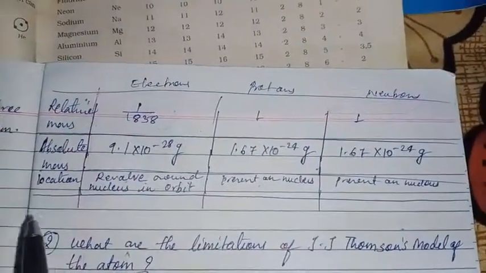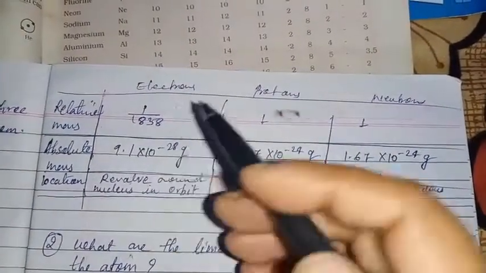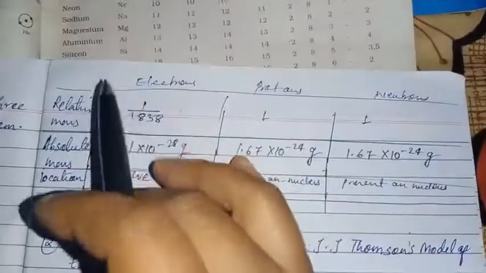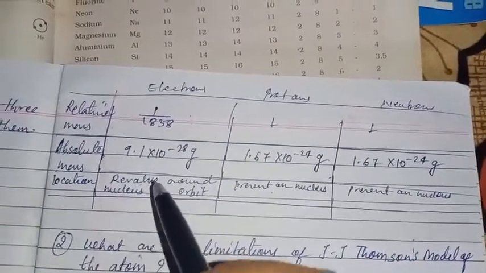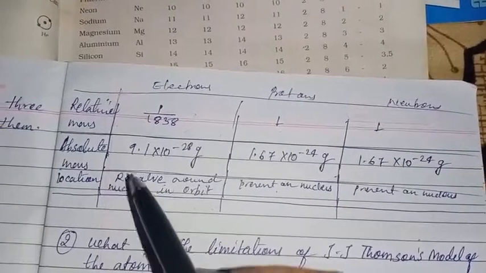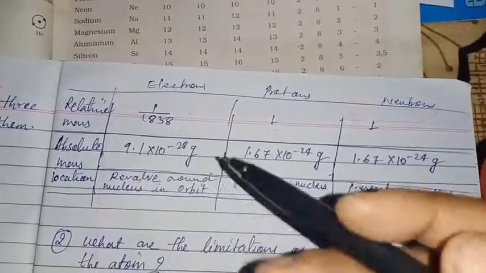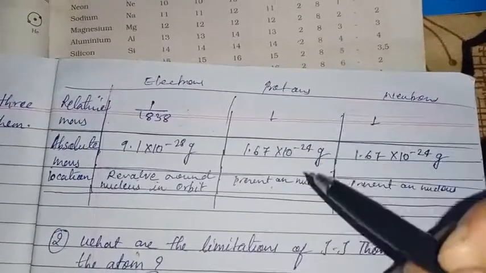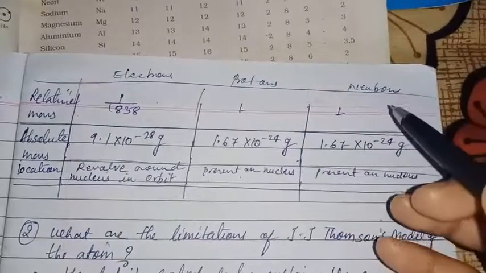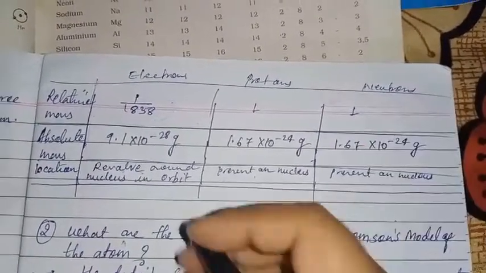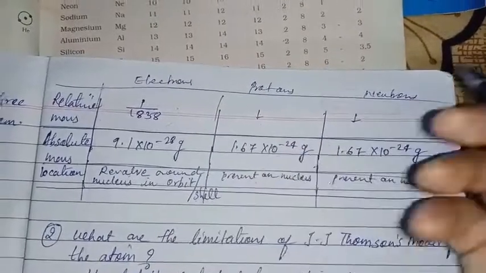Okay, now with location in an atom, you can compare electrons, protons and neutrons. Okay, so where is the electron located? It revolves around the nucleus in orbits or shells. Protons are present in the nucleus, and what about neutrons? They are also present in the nucleus. Here you can write orbit, yeah, energy shell. Okay.